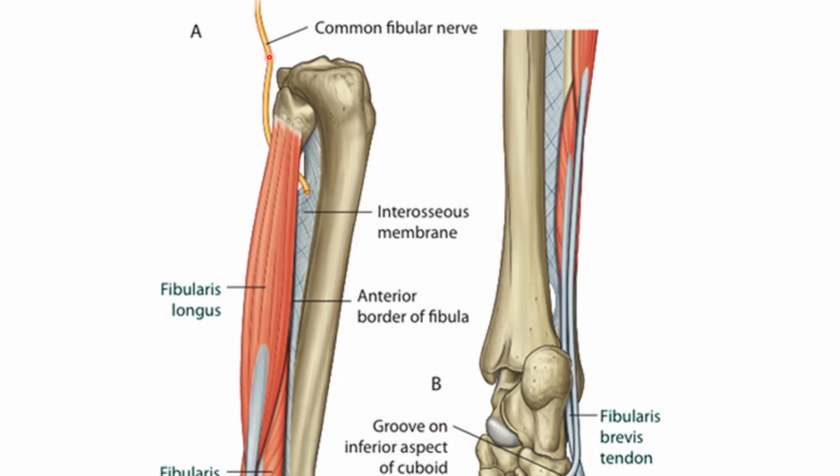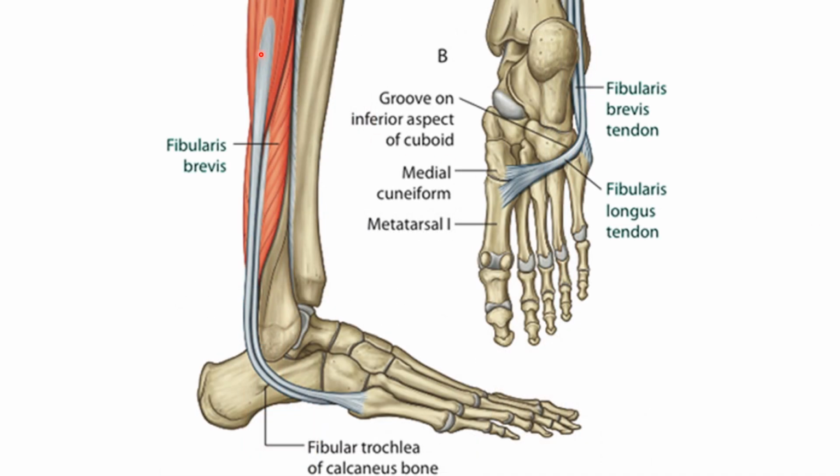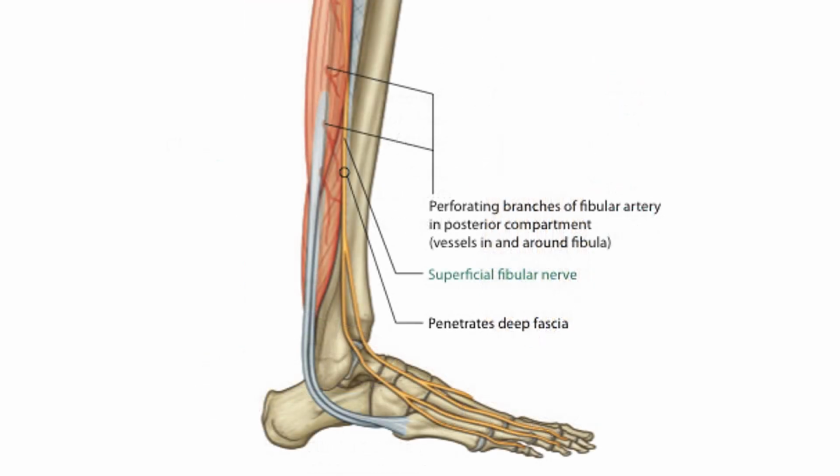Okay, so here's common fibular nerve. It will branch into superficial and deep branches. Okay, again, here's fibularis longus. Here's the tendon of it, and fibularis brevis. And this is the distal end of the superficial fibular nerve. Okay, and we'll continue down to the dorsum of the foot.